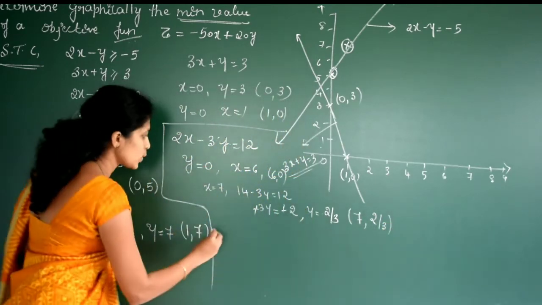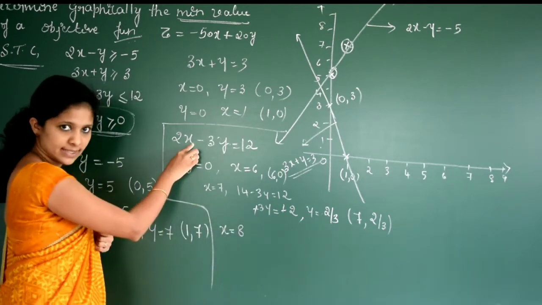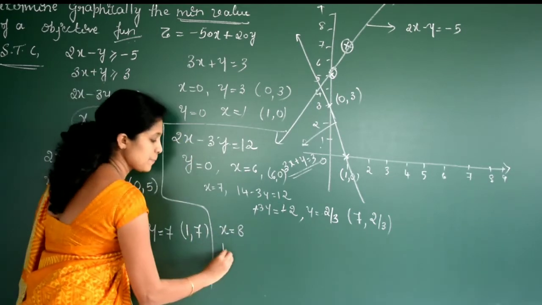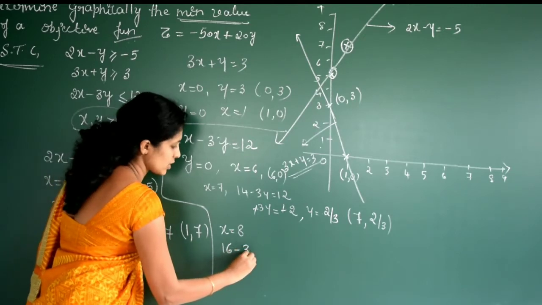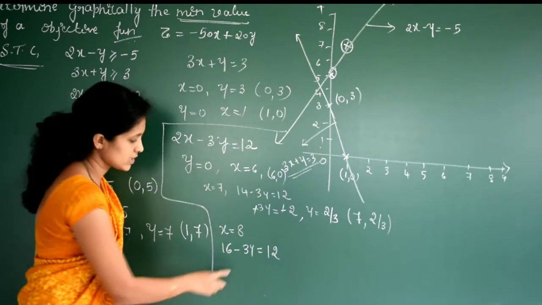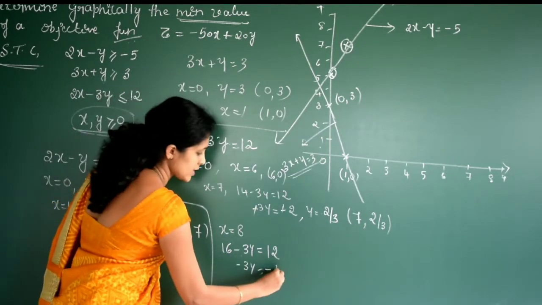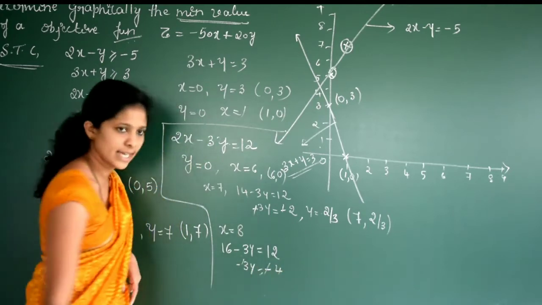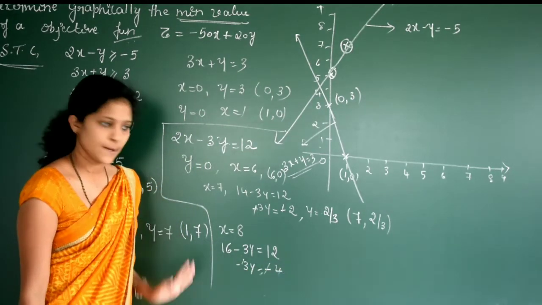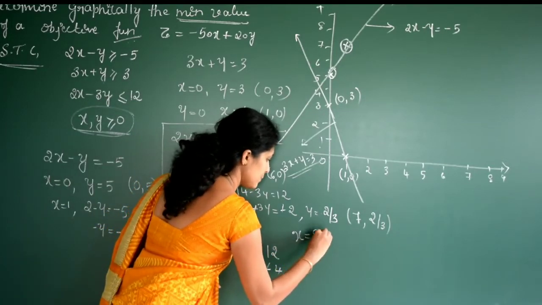Or else if you go with the value of x is equal to 8. See, if I substitute x as 8, so 2 into 8 will be 16. Minus 3y is equal to 12, right? So this is now minus 3y is equal to 12 minus 16, which will be minus 4. So that minus and minus will get cancelled. y is equal to 4 by 3. This is also possible.